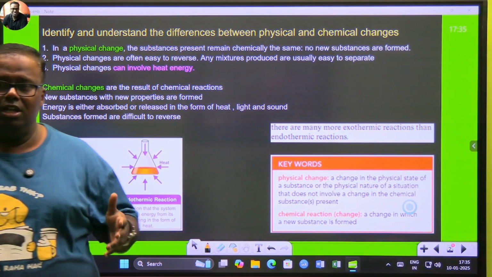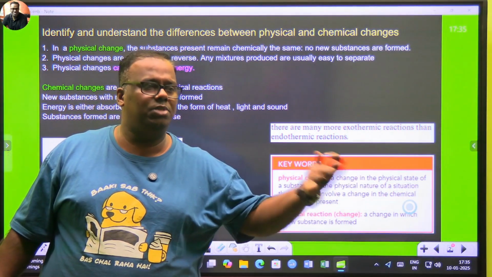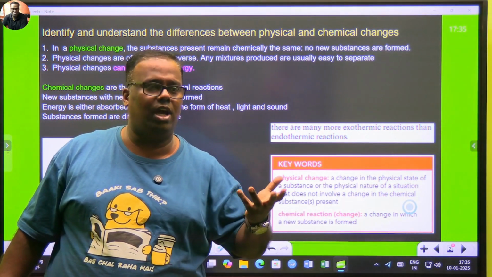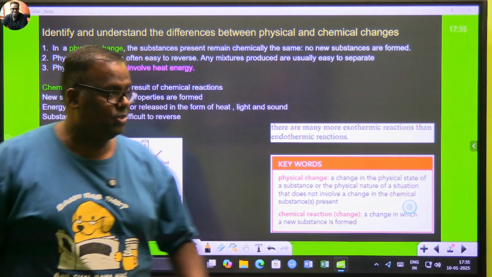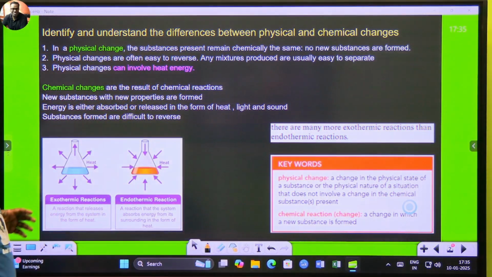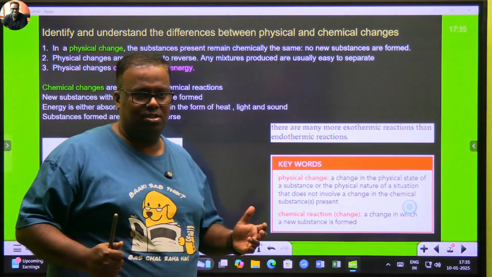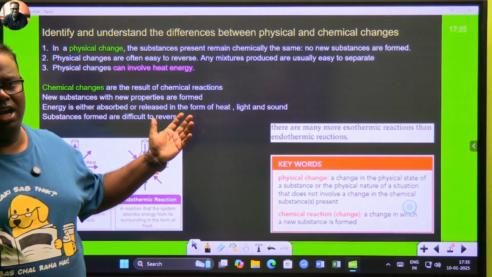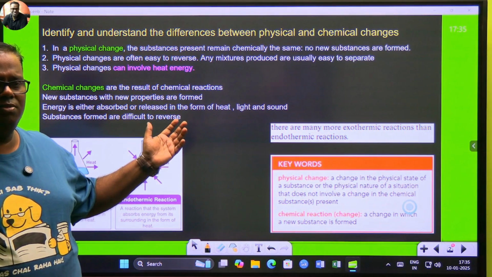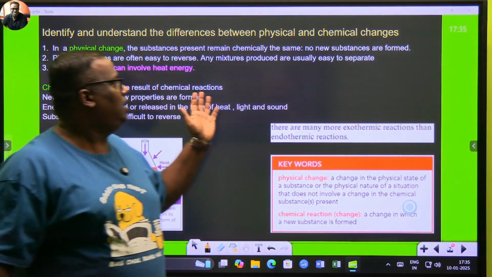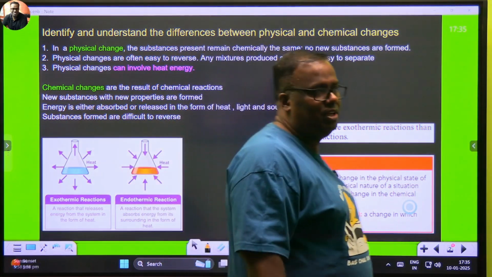State means liquid to solid, solid to liquid. We cooled the water, water became what? Ice. Physical change. Okay? Physical changes are often easy to reverse. We know that. Ice to water, water to ice. Physical change reversal is very, very easy. And any mixtures produced are usually very easy to separate.